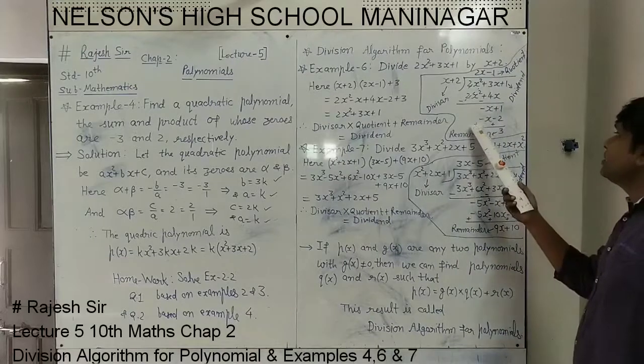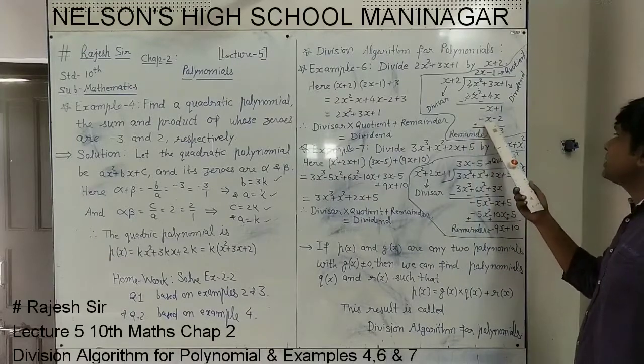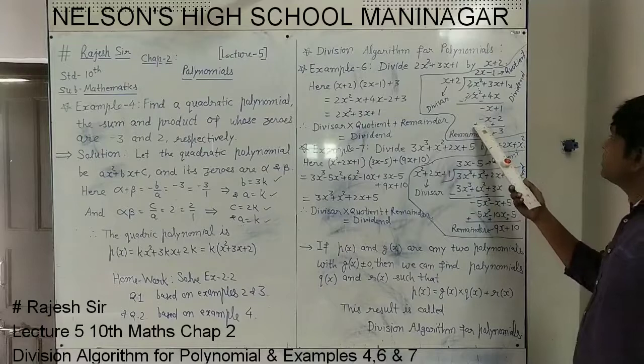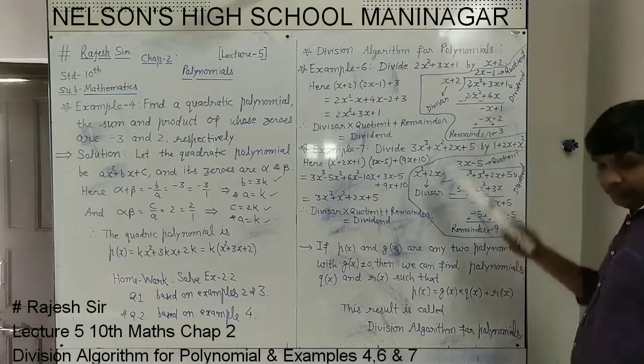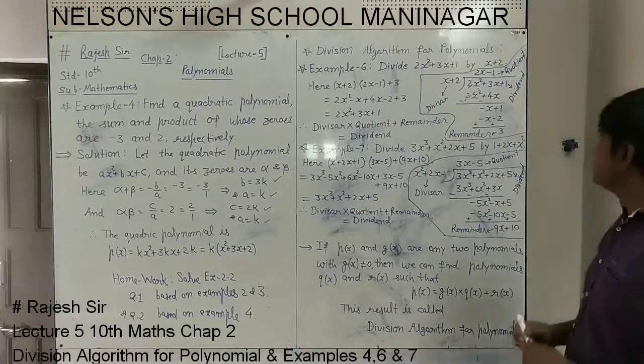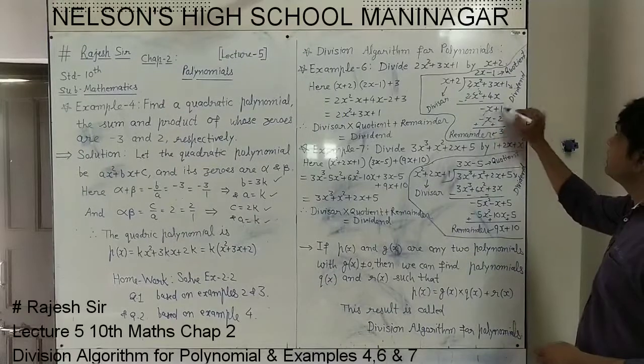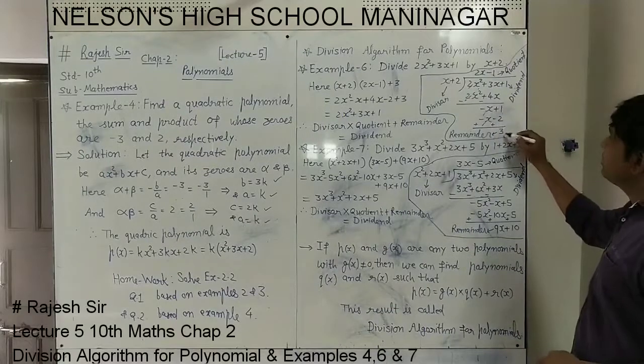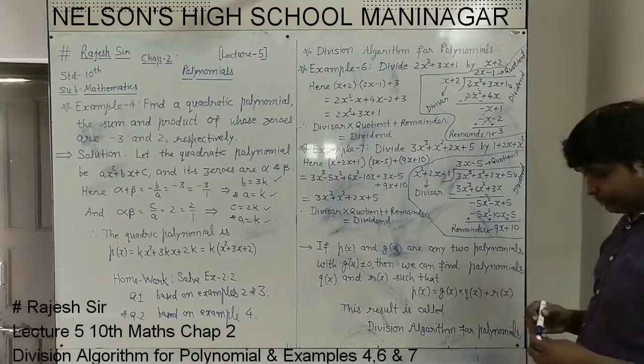Then again the sign changes, this minus is considered as plus, this minus is considered as plus. So this plus x and minus x cancel. This will be cancelled, and plus 2 and plus 1 will be plus 3.